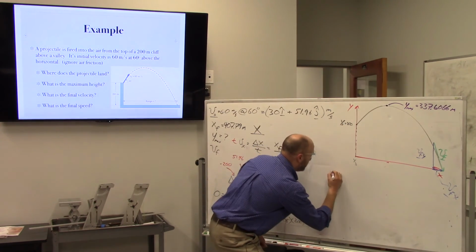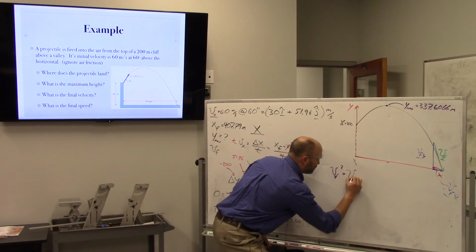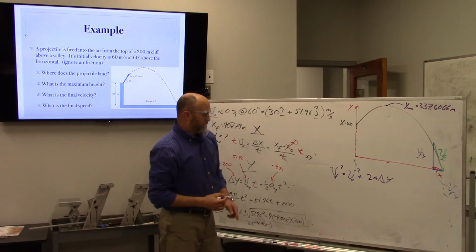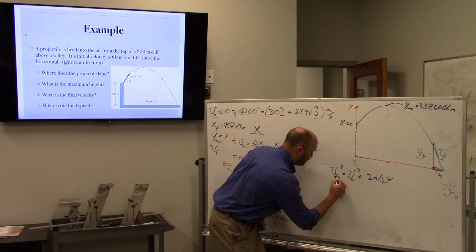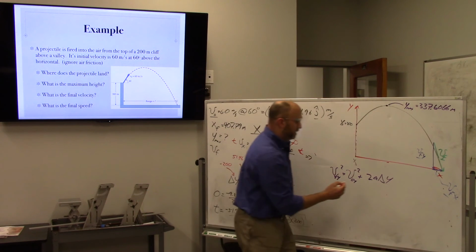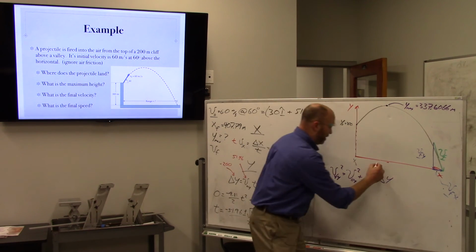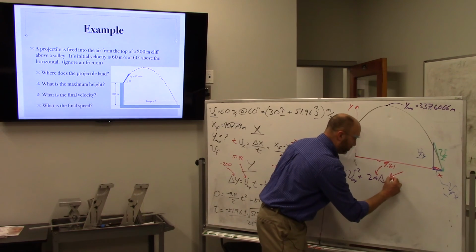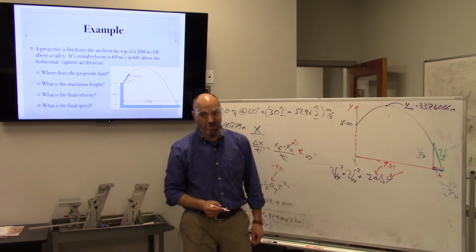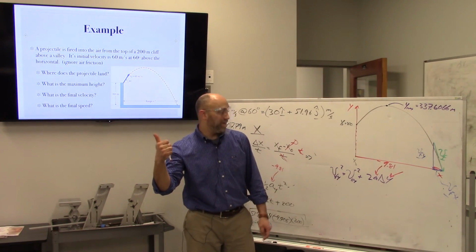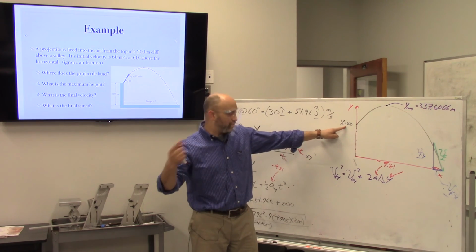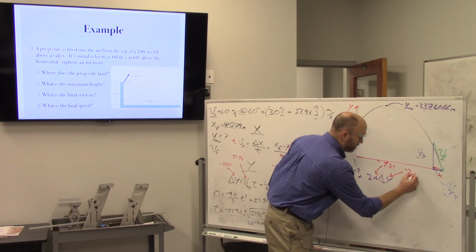Okay, so we'll say VF squared equals V naught squared plus 2A delta Y. We're talking about the Y direction, so V final Y, V initial Y. What's A? Negative 9.81. What's delta Y? Negative 200. How do you know that? What's initial position, Y initial? 200. What's Y final? On the ground. Zero, right? So final minus initial will be negative 200.